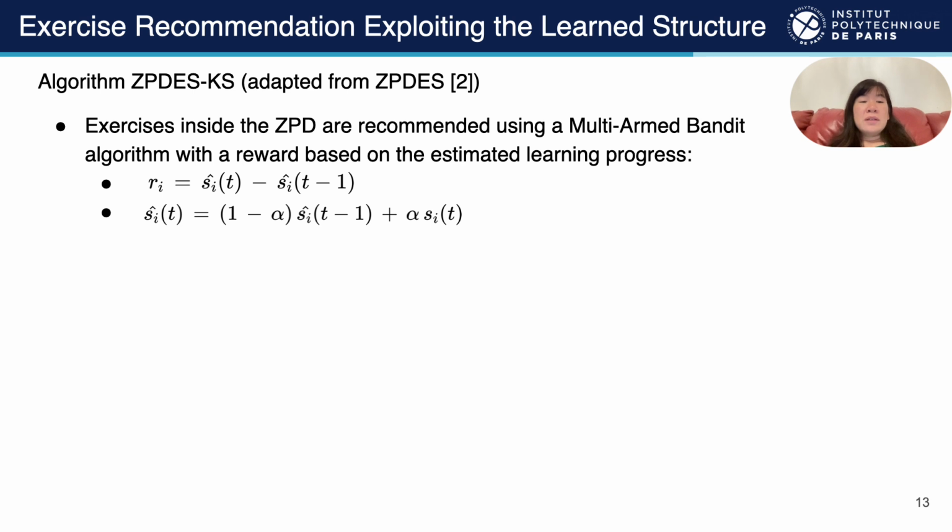More specifically, the estimated success is going to be a weighted sum between the estimated success at time t minus 1 plus alpha times the observed success at time t.